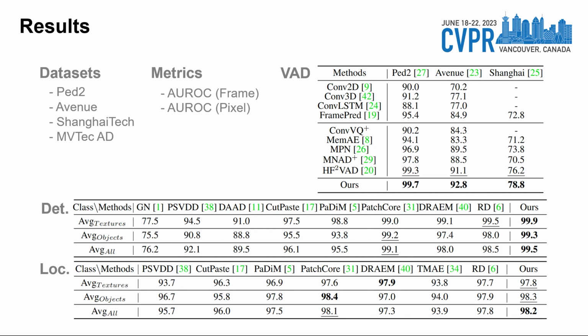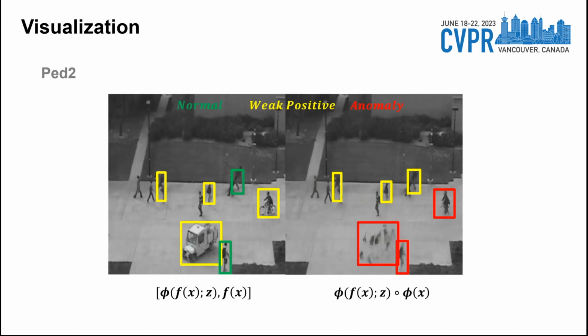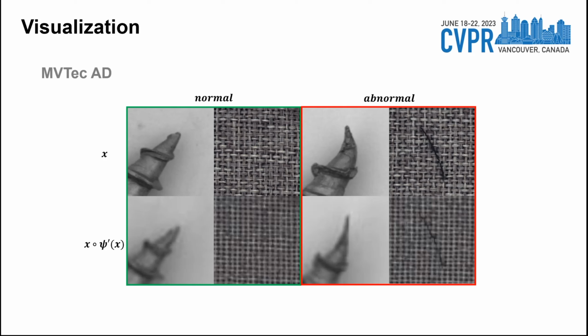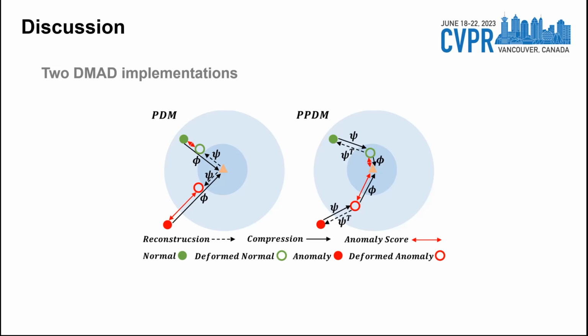Our approach outperformed previous work on both video anomaly detection and industrial defect detection. The visualization results show significant differences between diverse normals and abnormals, and show the effectiveness of the binary mask on the ShanghaiTech dataset as well. Unlike PDM, PPDM is partly in charge of the information compression. That is, PPDM removes the diverse appearance by using the reverse deformation process.